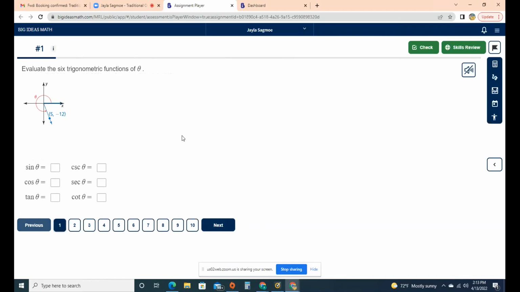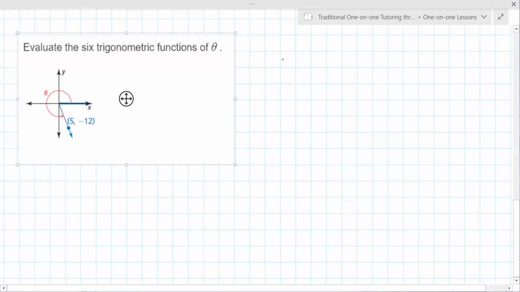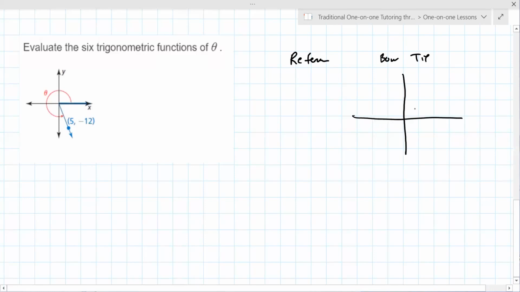All right, so we have to find all 6 trigonometric functions. I'll share my screen here. There's a triangle that's associated with every quadrant, and I call it the reference bow tie, because the triangles that are the reference triangle in each quadrant look like a bow tie when you're all done. Now you are in quadrant 4.